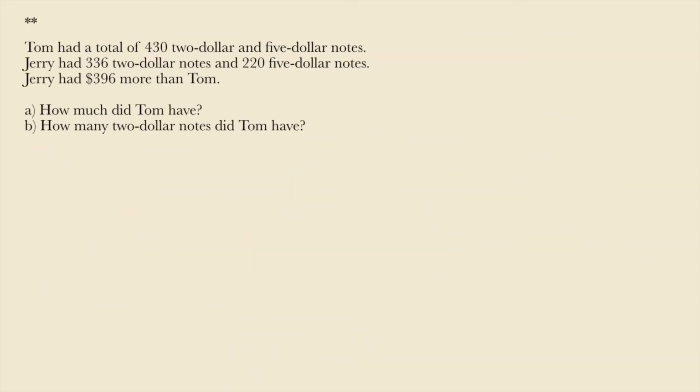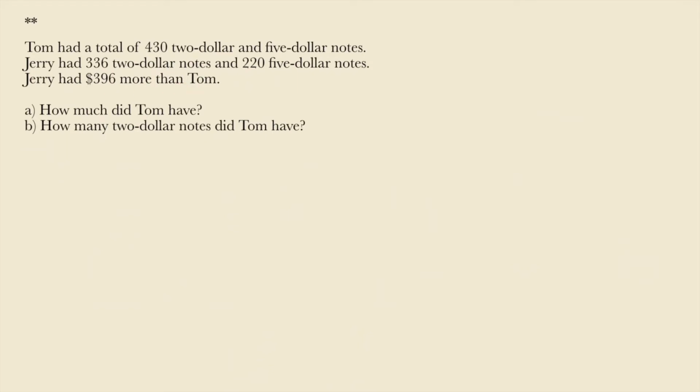Well, Tom has 430 $2 and $5 notes. Now that's quite unclear, right? I don't know each, but I know the total is 430. In this case, Jerry had 336 $2 notes and 220 $5 notes. I can actually calculate the amount of money Jerry has. And then this tells me that I can find the amount of money Tom has.